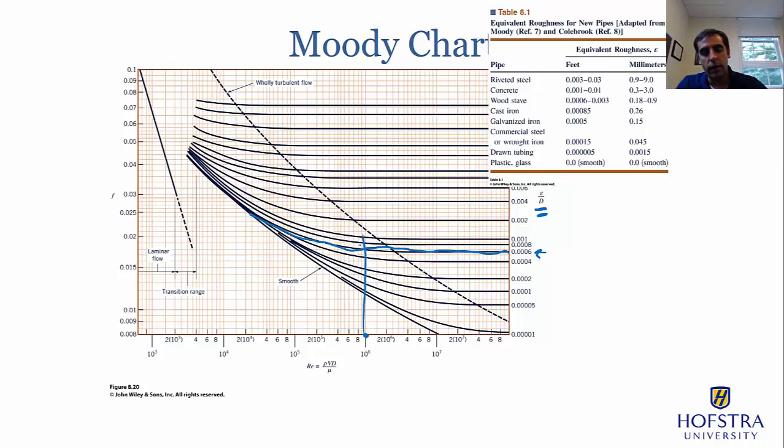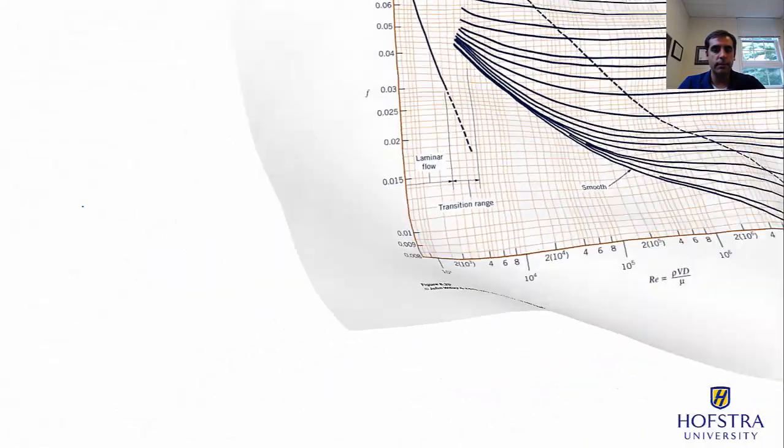Find where your Reynolds number hits that roughness line, and then you can read straight across, okay? And you would be able to then see that you'd have a friction factor that was approximately, this looks like 0.018, right? So that would be an approximation of my Darcy friction factor. All right, and then again, we can use that to calculate what the major head loss is.